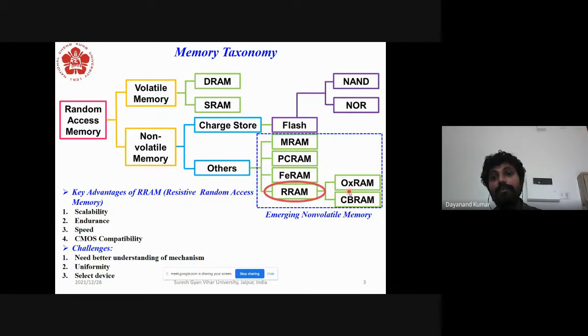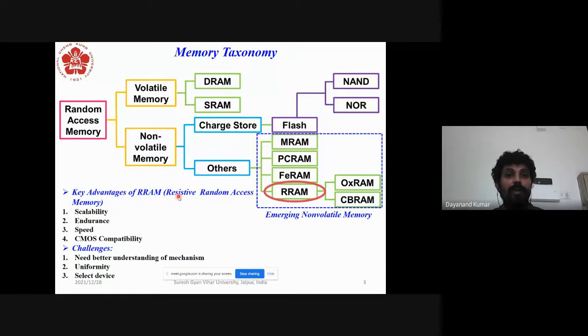Another one is the CBRAM. CBRAM is the conductive bridging resistive switching memory. In this case, only Ag or Cu metal you can use as a top electrode. And if you apply a positive voltage on the top electrode, the Cu metal ions can diffuse into the resistive switching layer, and they make a bridge to store the data. So we will discuss this completely in the next slides.